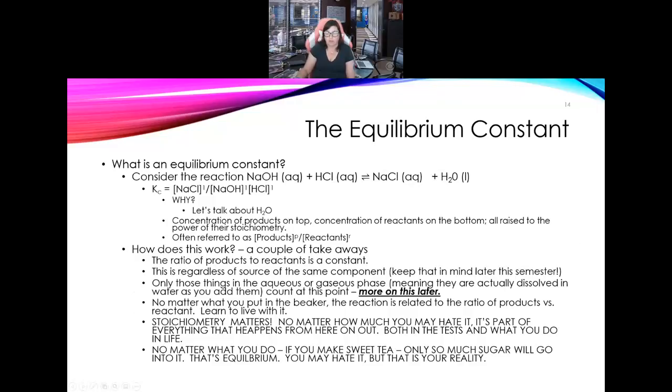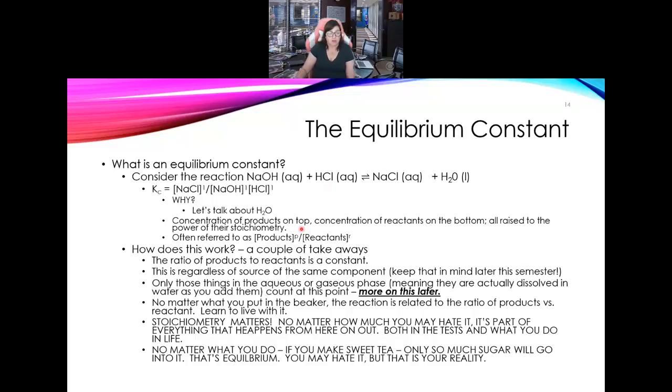So if you are considering the reaction between NaOH and HCl to form NaCl and H2O, we're going to look at our products, NaCl on the top, raised to the first power because it's a 1 stoichiometry. The H2O doesn't appear. We'll talk about why in just a few minutes. Over the concentration of the NaOH, raised to the first power because it's a 1, times the concentration of the HCl, again raised to the 1 power. Now, the H2O does not appear. There are a couple of things that don't appear in K reactions, and we'll talk about why on the next slide. But we don't put in liquids and pure solids. Those don't go in there.